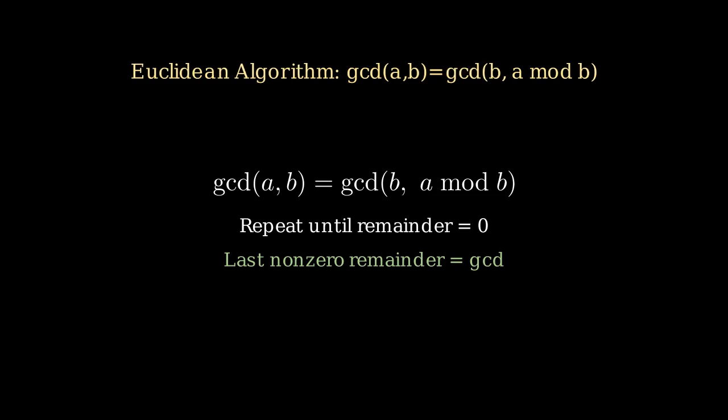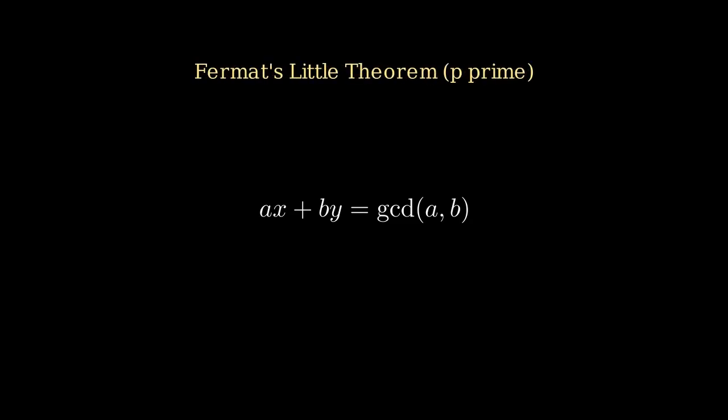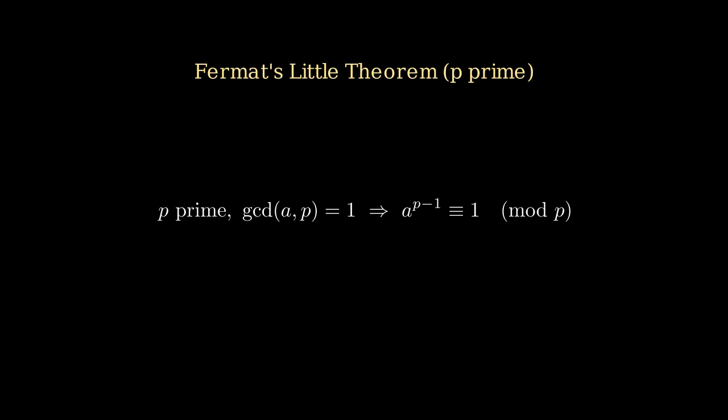GCD. Bezout's identity guarantees that integers x and y always exist such that a times x plus b times y equals the GCD of a and b. And Fermat's little theorem says, if p is a prime number and the GCD of a and p is 1, then a to the power p minus 1 is congruent to 1 modulo p.